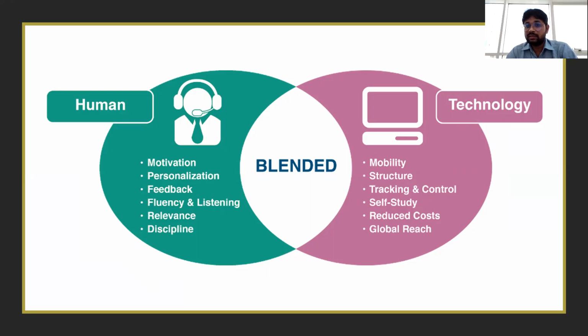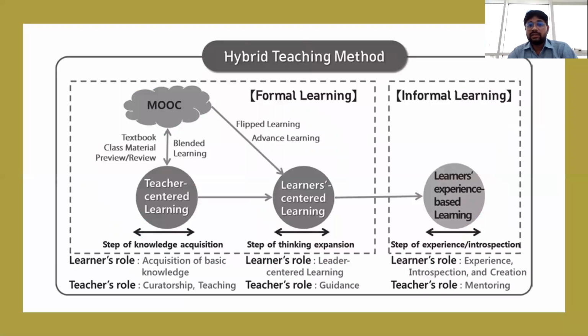So now they have to use the technology. What does the technology come under? Mobility, structure, tracking and control, self-study, reduced cost, and the global reach. So all these come under the category of what? Technology. So once you combine the technology with the human, it will come to the blended position. And if you go for the more online option, this will come under the category of hybrid. So this is the hybrid teaching method, you can say.